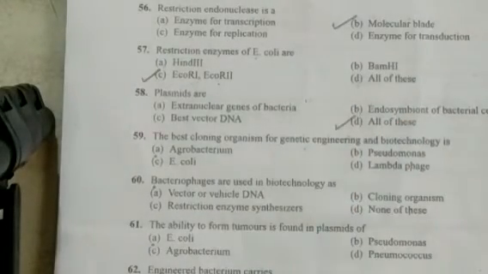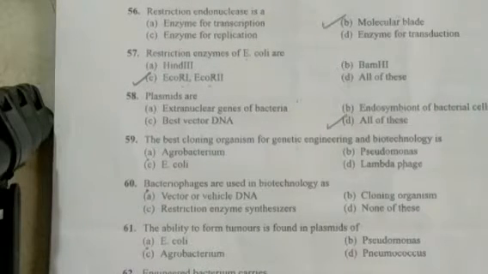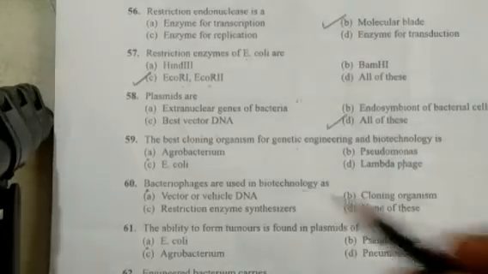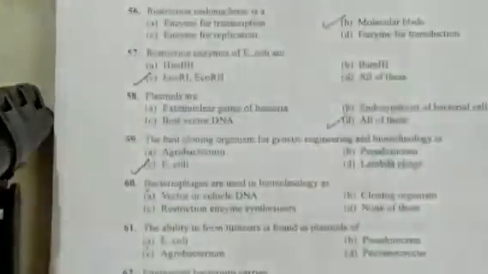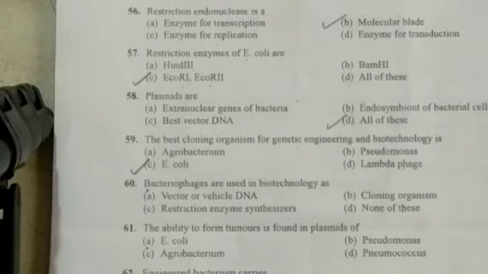Next question, the best cloning organism for genetic engineering and biotechnology is, very well known to all of you: A, Agrobacterium, which is known as the plant engineer, the natural engineer. B, Pseudomonas. C, E. coli. You all know that E. coli is largely used, because we have given you the reasons why E. coli is used as a host also. D, Lambda phage. So it is E. coli. We obtain enzymes from E. coli, just now we saw EcoRI, EcoRII. Restriction enzymes are also obtained, and E. coli is also used as a host. So that's why the best cloning organism for genetic engineering and biotechnology is E. coli, Escherichia coli.